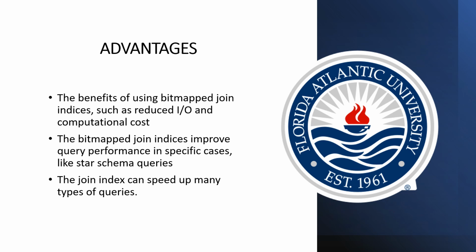Last but not least, bitmap join indices have an advantage over traditional indexing techniques such as B-tree indexing in terms of query processing speed for certain types of queries. These indices can provide fast and efficient processing for queries involving multiple tables, as we discussed before, especially in cases where the tables have a large number of rows and relatively few distinct values. This is a very rare case and happens mostly in the IT field.